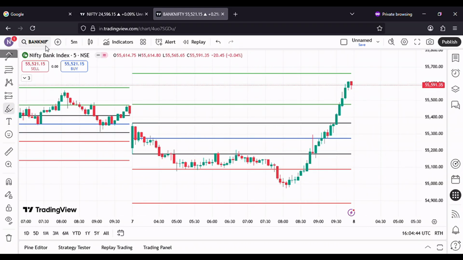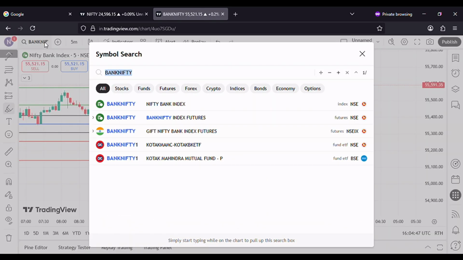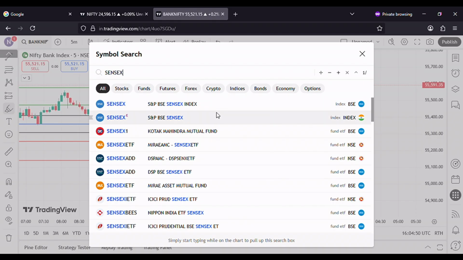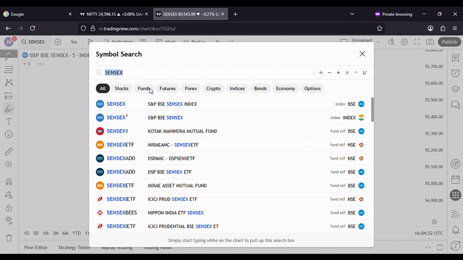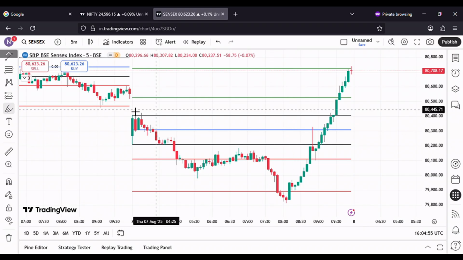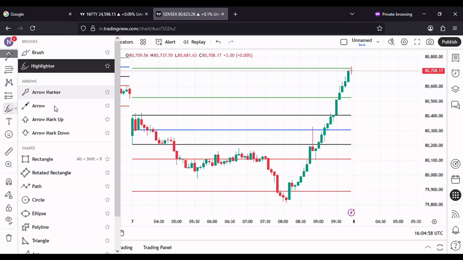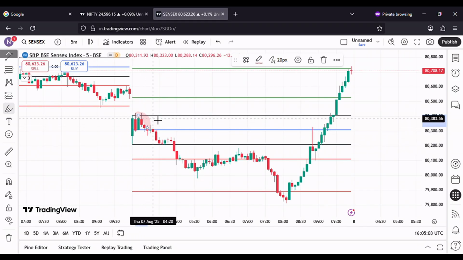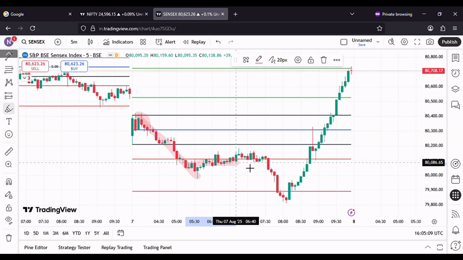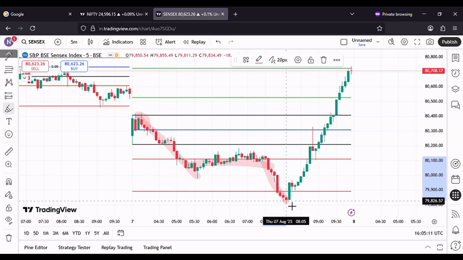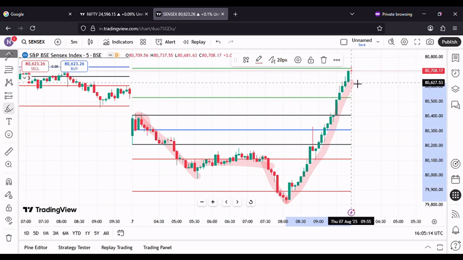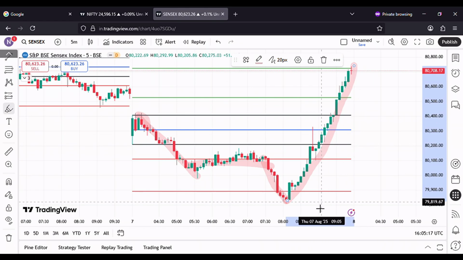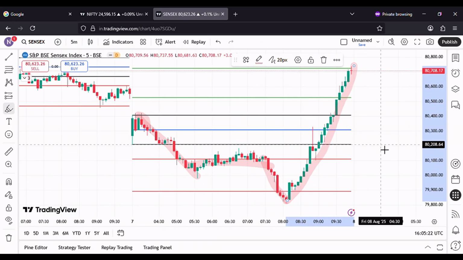We can move for Sensex. See how it worked. The first 5-minute candle, then it has not broken above. So from there it came down, again sideways, again it came down, then went up. So the entry and exit and stop loss can be planned using this indicator level.